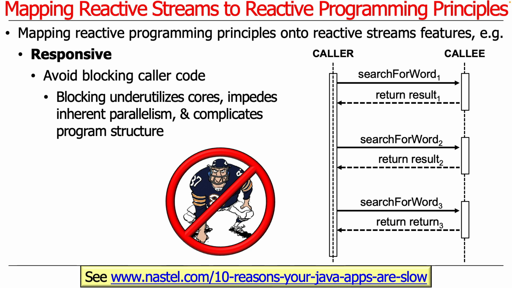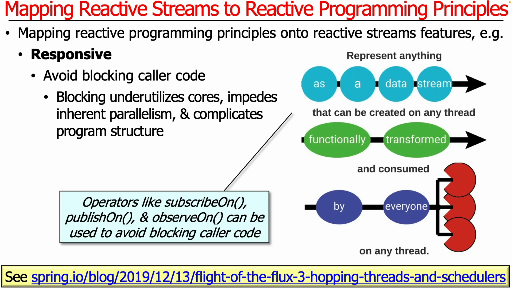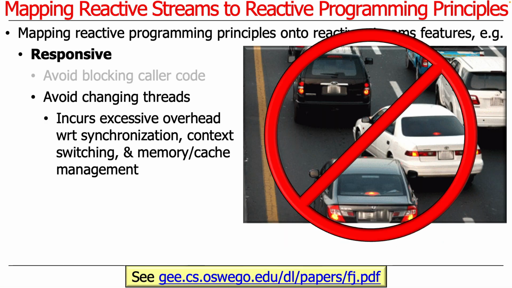So, non-blocking. The way you do this in Project Reactor and RxJava is by using various operators. The operators are things like subscribeOn, publishOn, and observeOn that can be used to tell the reactive stream not to block the caller code, but instead to run things in background threads, which are typically running in a pool of threads where the pool size is usually around the number of processors or cores, give or take. We'll talk more about that later. So that's how you can avoid blocking, by using these operators in a stream pipeline.